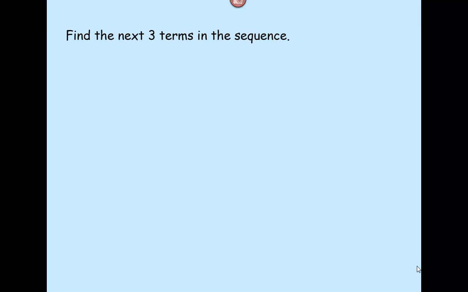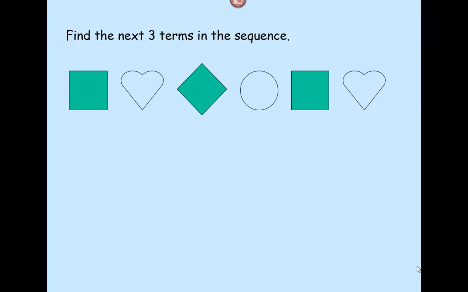Find the next three terms in this sequence. These are shapes. Notice we don't have to have numbers. A pattern can be shape also. We don't have to only look for our patterns in numbers. So, when we look at this, what do I have? I have a square, then a heart. I have another square, but it's kind of turned at an angle, then a circle, then a square, then a heart.